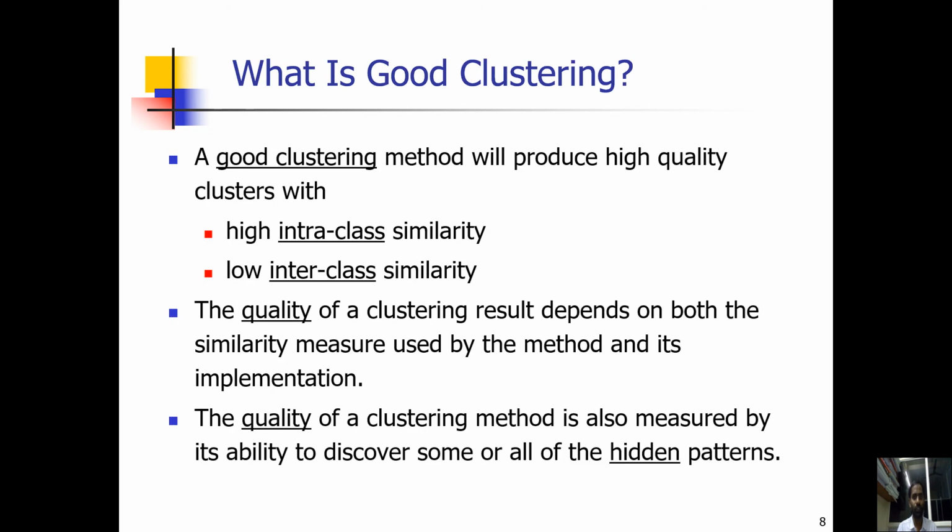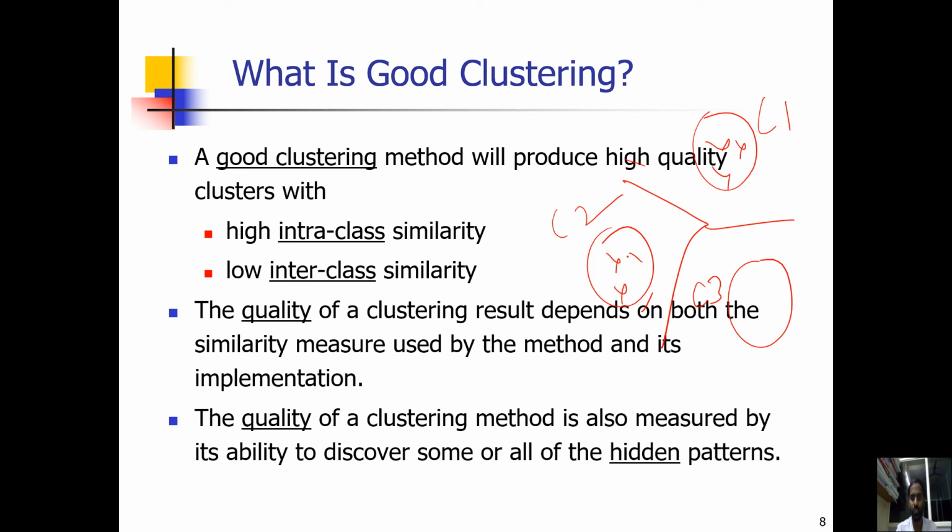And this is what good clustering is. A good cluster must have high intra-class similarity and low inter-class similarity. I already discussed this. This is one cluster, this is another cluster, and this is another cluster. These are the objects of cluster 1, cluster 2, and cluster 3. This is called intra-cluster. The distance between objects of different clusters is called inter-cluster. So low inter-cluster similarity and high intra-class similarity is the good quality of clusters.